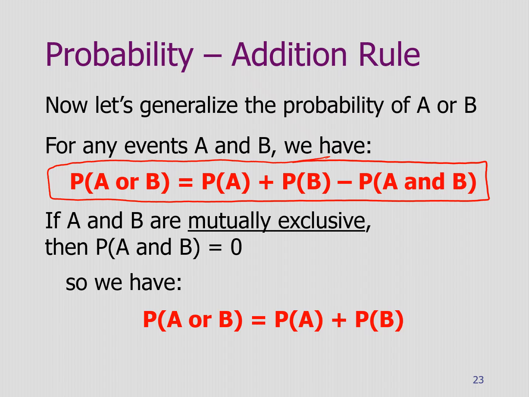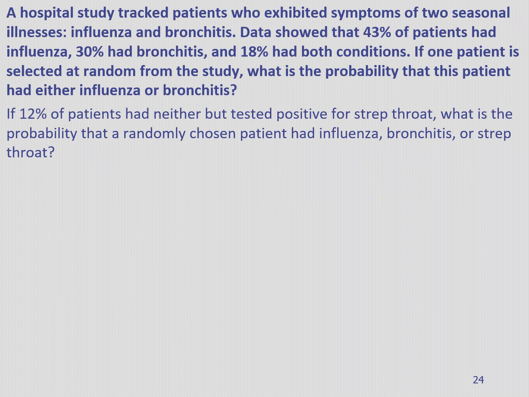All right, looking good. I think I have one more example to do. So a 2-part example. If you want, maybe pause the video for a moment and just read the problem. The part in bold, that's the one we're doing first. And the one that starts with "if 12% of patients had neither," that's part B. So we'll deal with that one second.